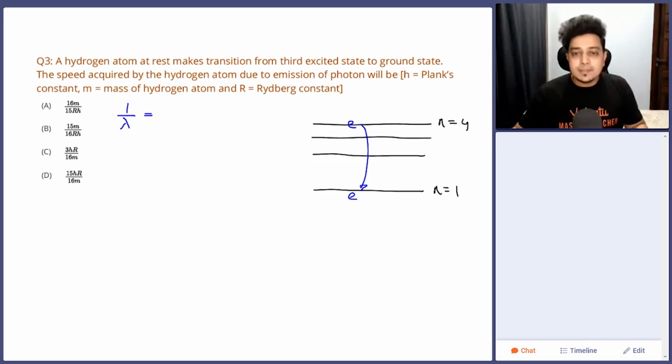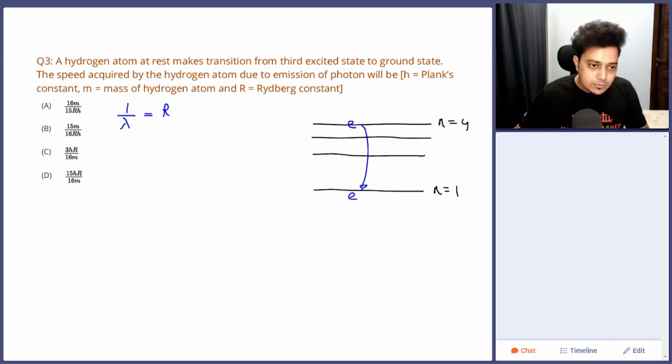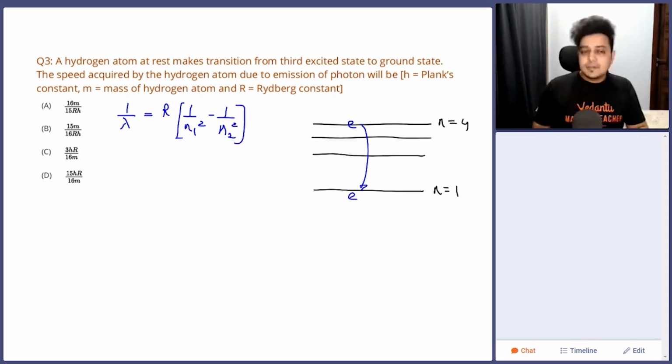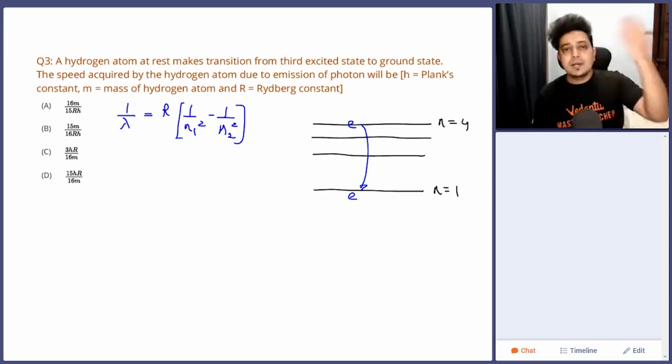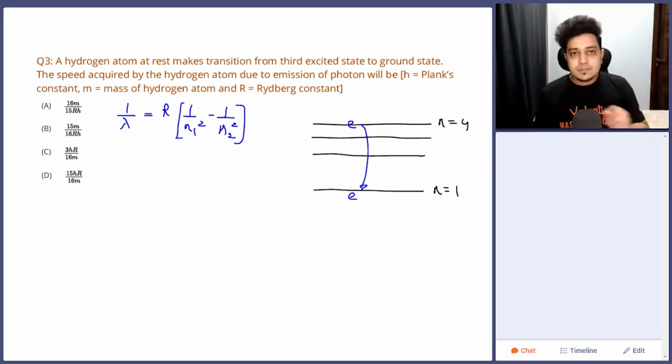The wavelength of the photon that will be emitted is given by 1 by lambda equals R Z squared into 1 by n1 squared minus 1 by n2 squared, where the Z value will be 1 as it's hydrogen, and 1 by lambda is for the emitted photon. n1 is your lower orbit number, n2 is the higher orbit number, also called the principal quantum number.